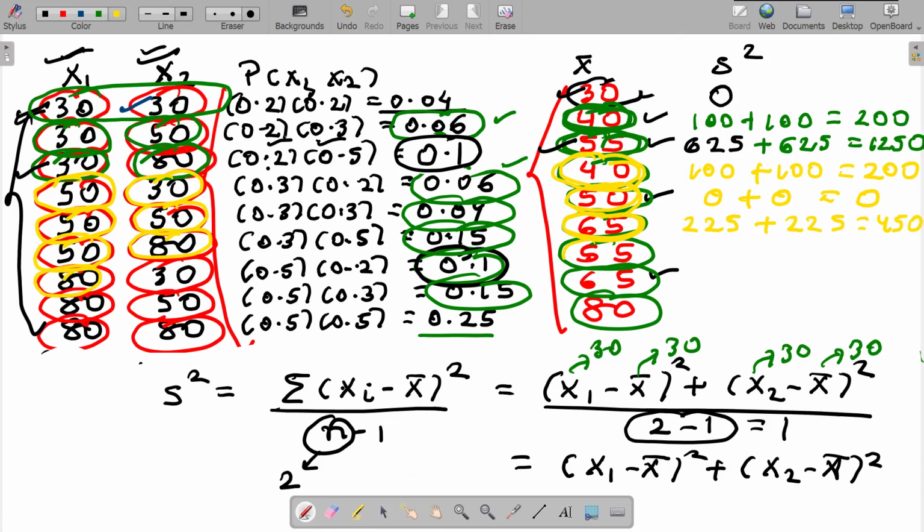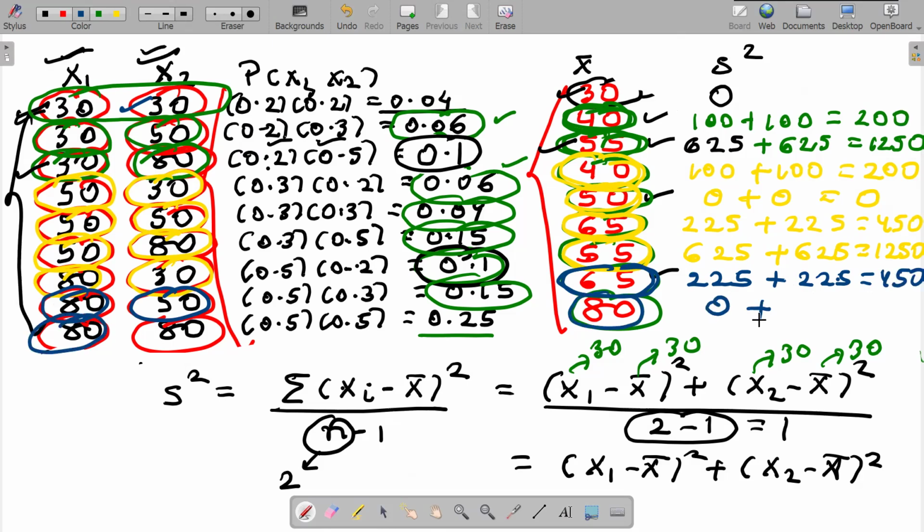Then again 80 minus 55 is how much? 80 minus 55 is 25. Square up that, 625. Plus 30 minus 55 is again minus 25. Square up, 625. 625 plus 625 is 1250. And then we have again 80 minus 65. 80 minus 65 is 15. 15 square is 225. 50 minus 65 is minus 15. Minus 15 square is again 225. 225 plus 225, 450. And the last one, 80 minus 80 is 0.